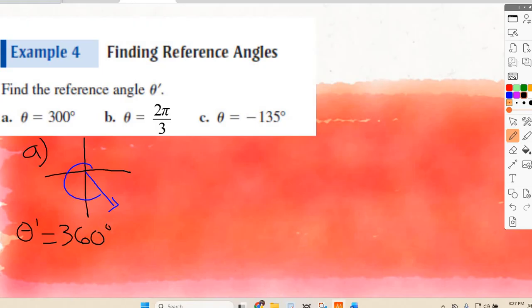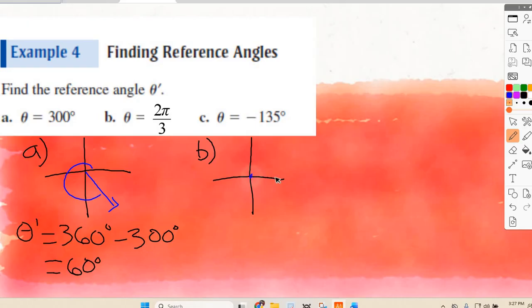We have to go to our x-axis. So we're going to take 360 and subtract our 300. What do we get? 60 degrees. So our reference angle would be 60 degrees. Alright. Now, where is part B? What quadrant is that one in? 2.